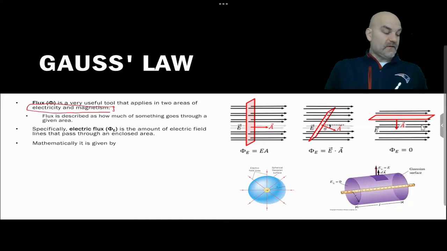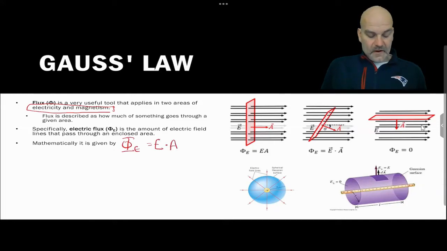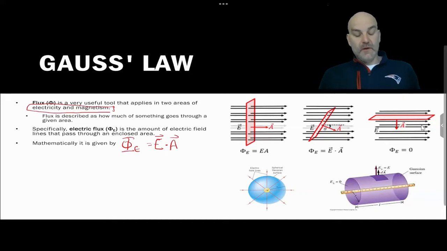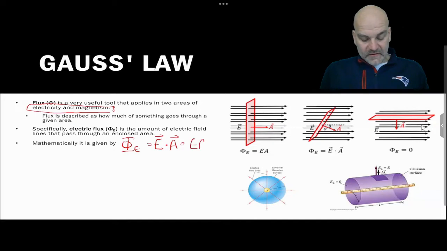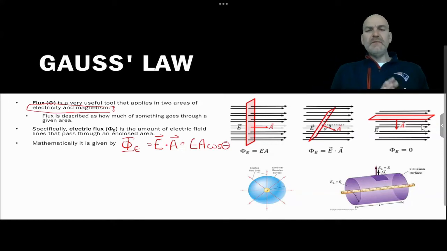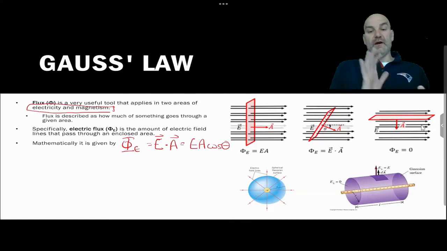Mathematically, it's a dot product. The electric flux is equal to E dot A. Remember, dot products are a way to multiply vectors, and we get a scalar number in return. Another way it breaks down is simply E times A cosine theta. So what does that mean, really? It means that to get the maximum flux, the area has to be parallel to the electric field.